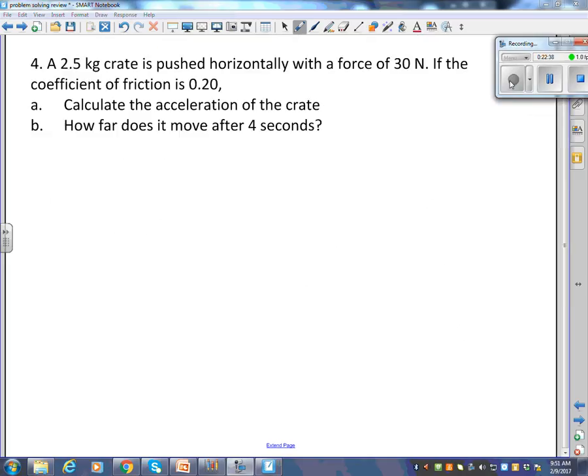2.5 kilogram crate, that is the mass. Let's do it this way, instead of writing them out. 2.5 kilogram crate, that's the mass, is pushed horizontally with a force of 30 newtons. Pushed horizontally. It doesn't come out and say applied force, but that's what it is, right? 30 newtons is the applied force. The coefficient of friction is 0.2. That is our mu value. Calculate the acceleration. How far does it move?